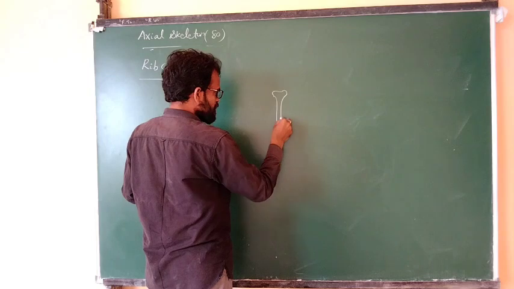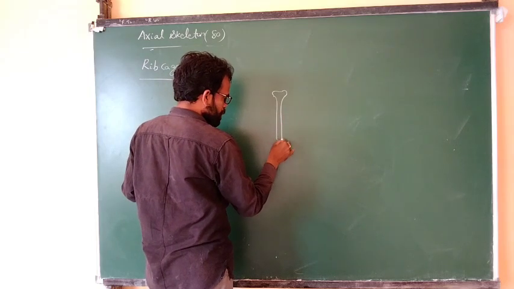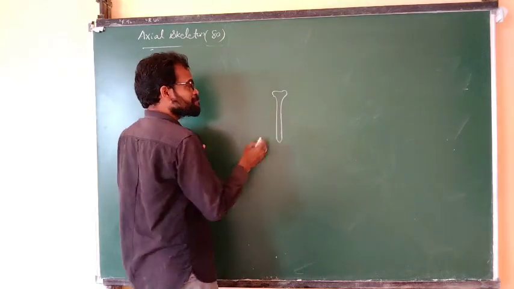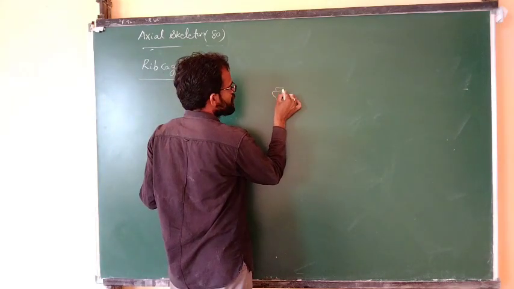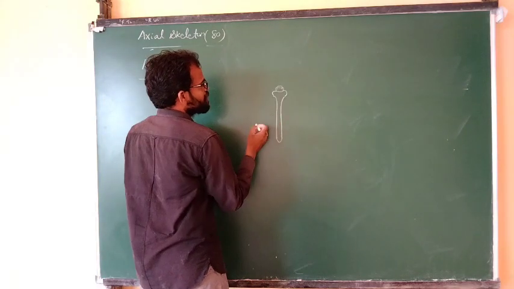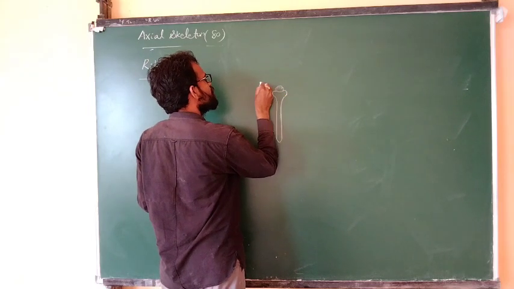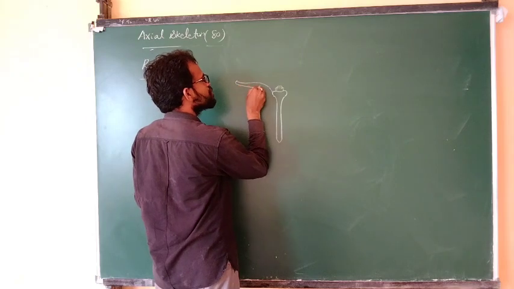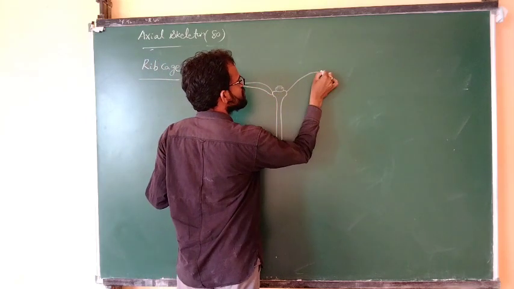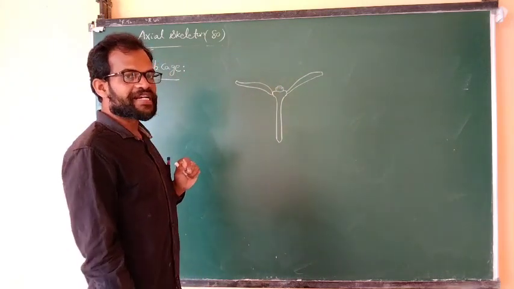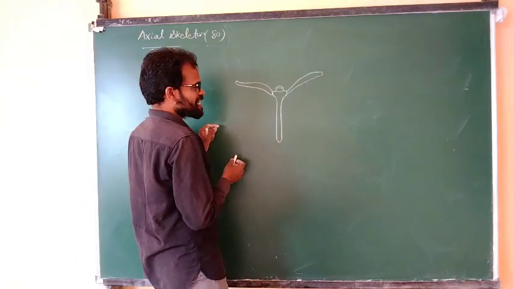the flat bone. What is the flat bone? Sternum. The rib cage consists of flat bones. That is the first part of the rib cage, the sternum. How many sternums are present?